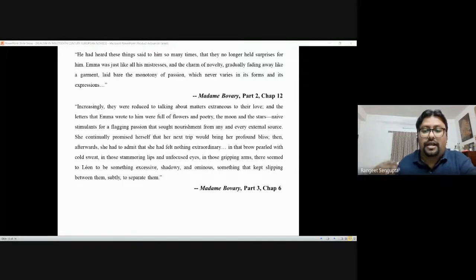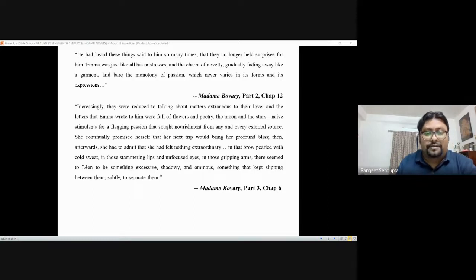Think of Rodolphe Boulanger and Léon. Both realize it as they gradually distance themselves from Emma. Rodolphe, for example, notes it especially when reflecting on his change of heart about Emma. And I quote, this is the first quote on your screen. "He had heard these things said to him so many times that they no longer held surprises for him. Emma was just like all his mistresses, and the charm of novelty, gradually fading away like a garment, laid bare the monotony of passion, which never varies in its forms and expressions." Unquote. Emma and Léon both realize a similar lapse in passion as their love trysts at the hotel in Rouen become habitual meetings.